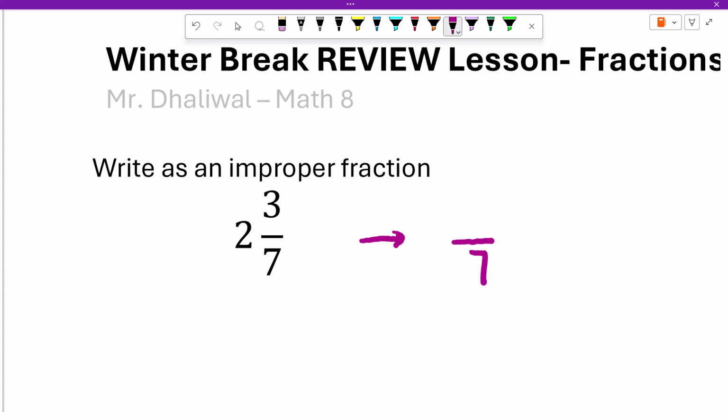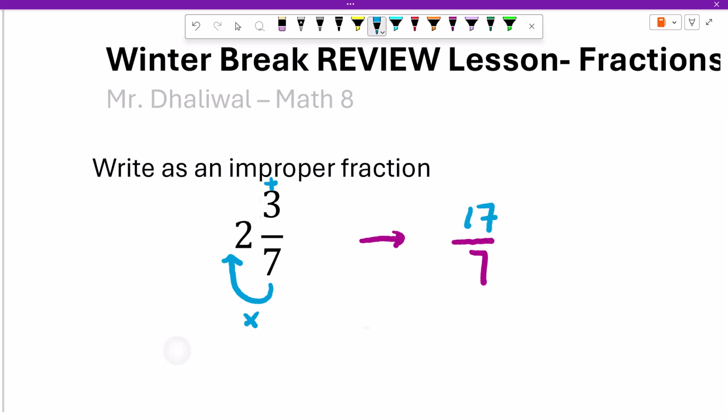You times the denominator with the whole number, and then you add the top number. You multiply these, and you add this. So 7 times 2 gives us 14. We add the 3, gives us 17. Okay.